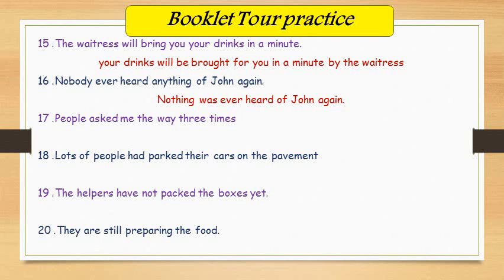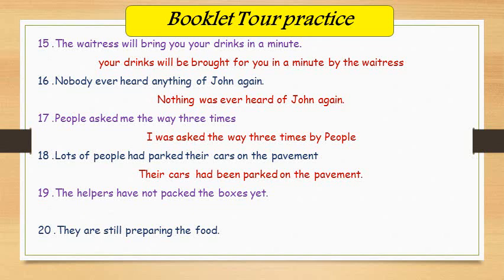People asked me the way 3 times. So where is the object? I. Past simple, was asked the way 3 times. I was asked the way 3 times by people. Lots of people had parked their cars on the pavement. Where is the object? Their cars. So, try to think. Their cars had been, past perfect, had plus been.